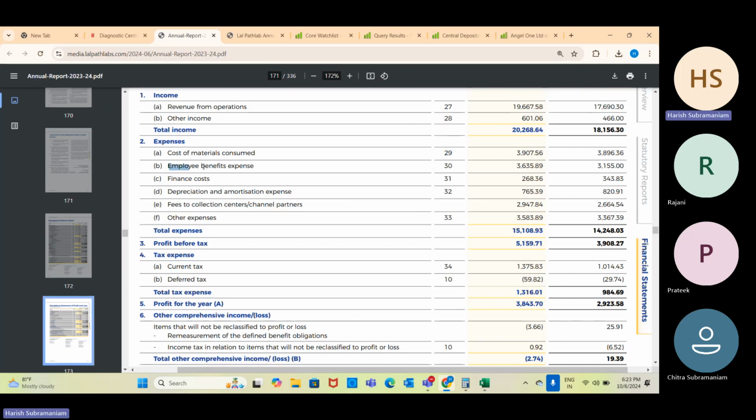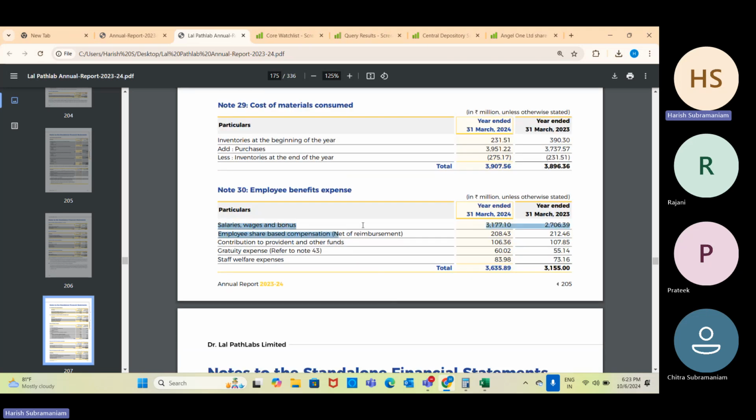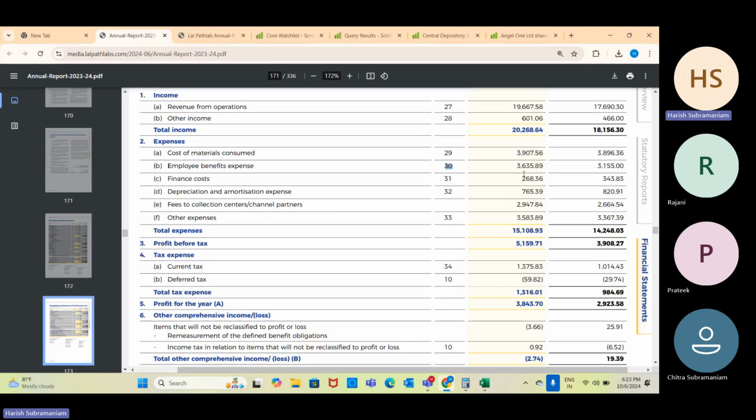Next they're talking about employee benefit expense. So what is the cost that they have spent on employees, their salaries and other things? We see this is given in note 30. Once we go to 30, we see there are salaries, which is approximately 3,177 rupee million, and then some share based reward that employees are getting. Then there is some contribution to the provident fund, some gratuity expense, certain staff related welfare expense and so on. Therefore, this comes to some 3,635, which is what they have shown over here.